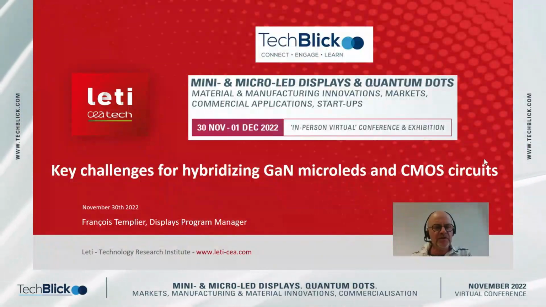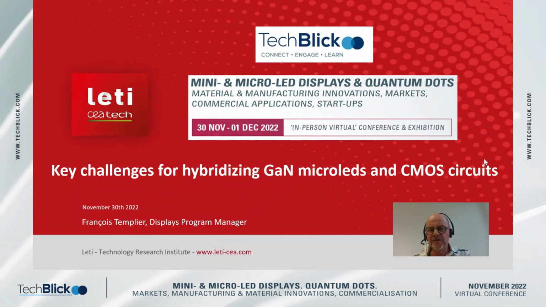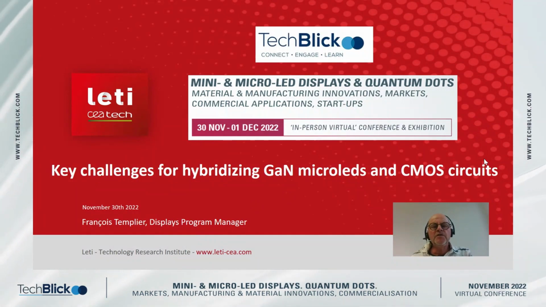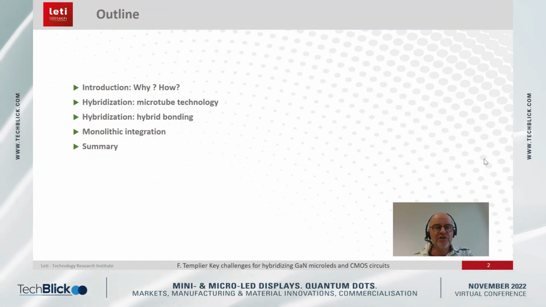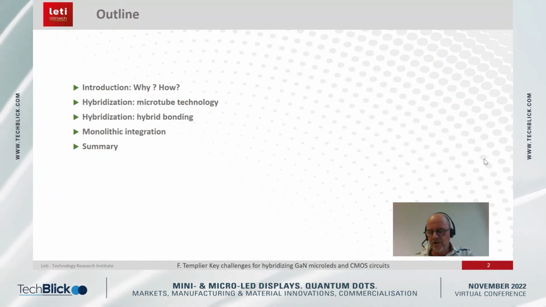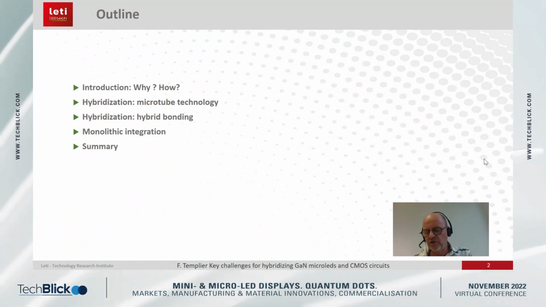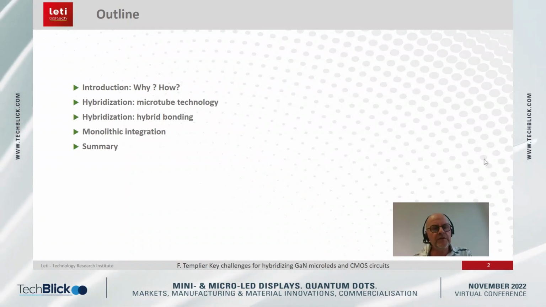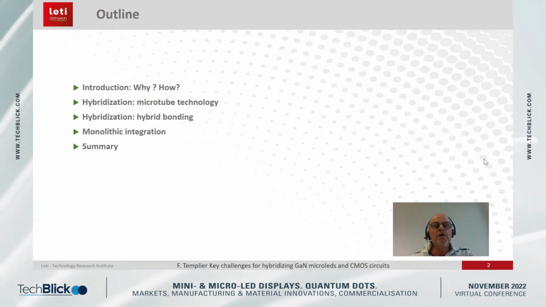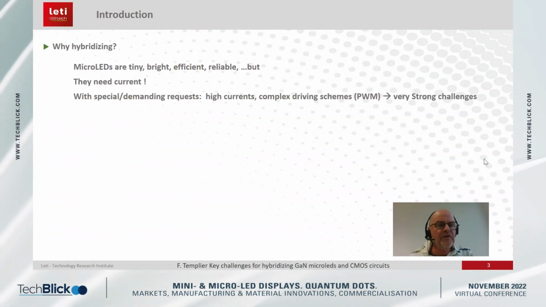So my talk is key challenges for hybridizing gallium nitride micro LEDs and CMOS circuits. The outline is why do we address this question, and we will then describe several hybridization technologies, mentioning key challenges and potential solutions or real solutions about these challenges. So to begin with, why are we talking about hybridizing?